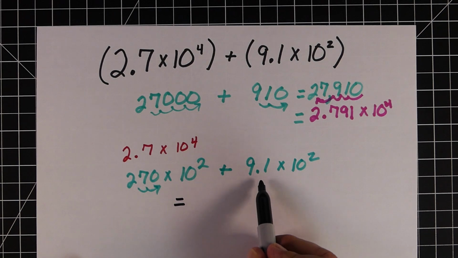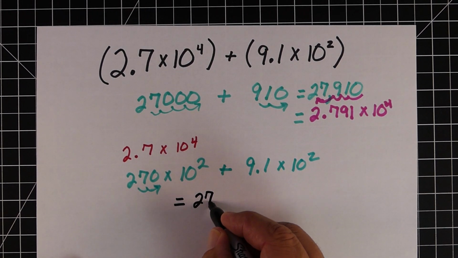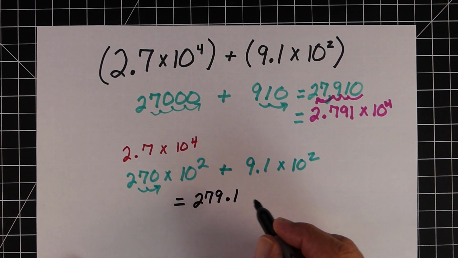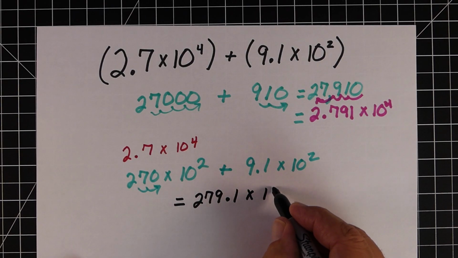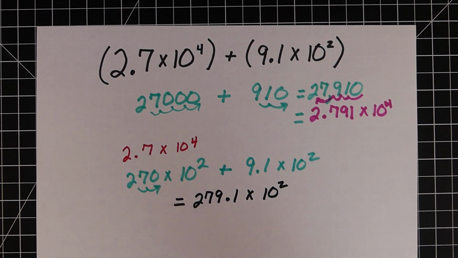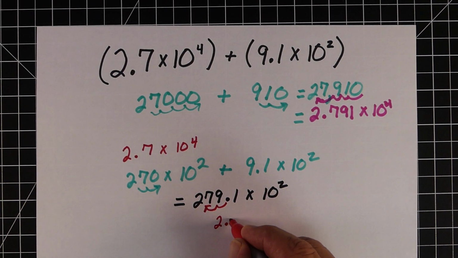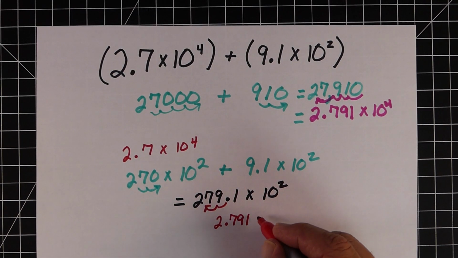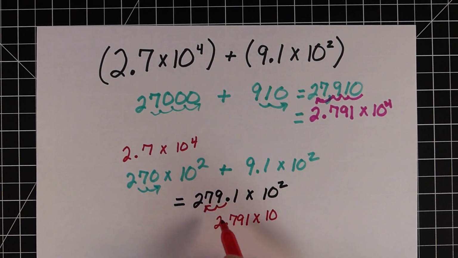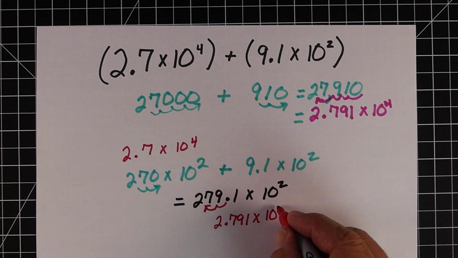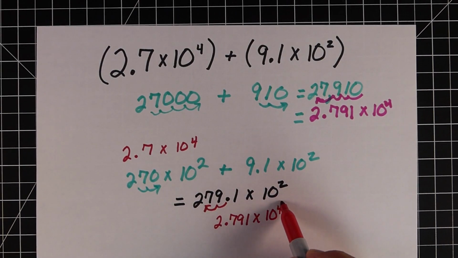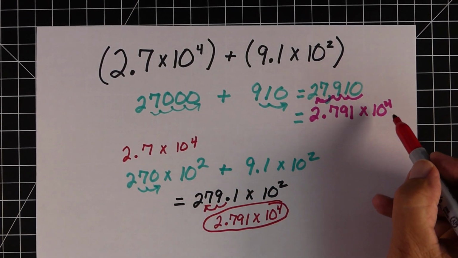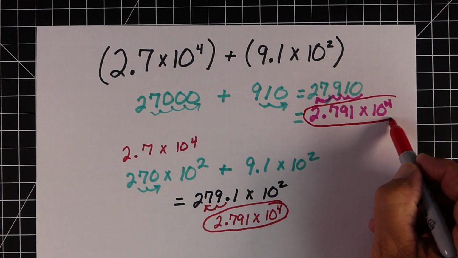Now we can add these up because we have the same exponent. So 270 plus 9.1 is 279.1 times 10 to the second. And you'll notice right here, to get it in scientific notation, we have to move it over 2 times to the left. So now it's 2.791, and because we moved it twice, that's going to turn into 10 to the fourth. And that answer right there is the exact same as when we use standard form.